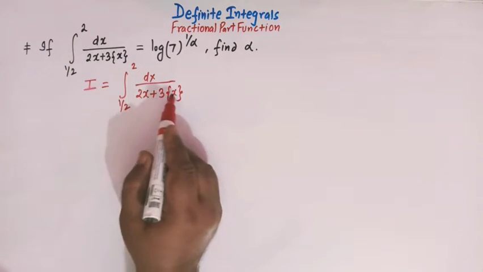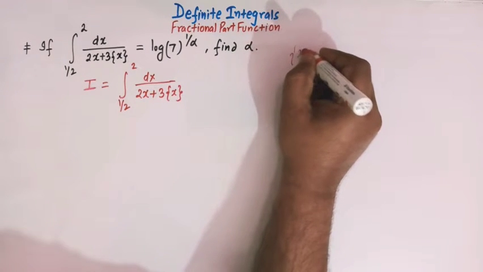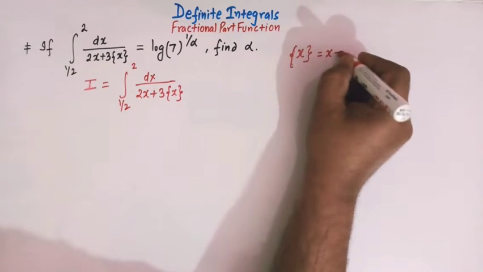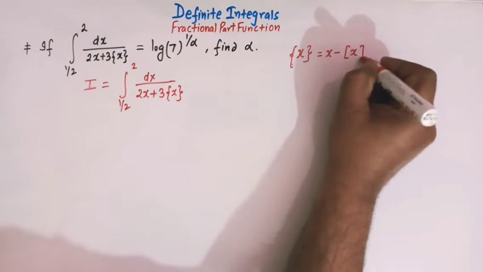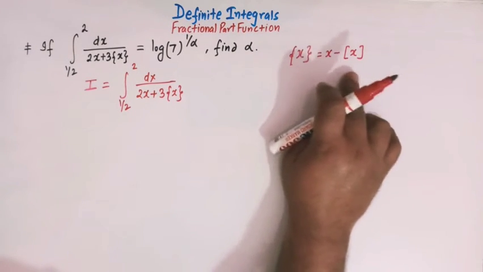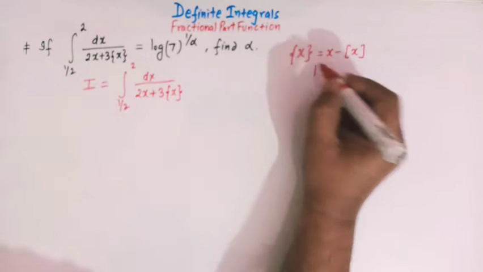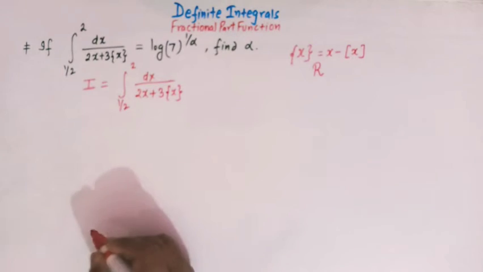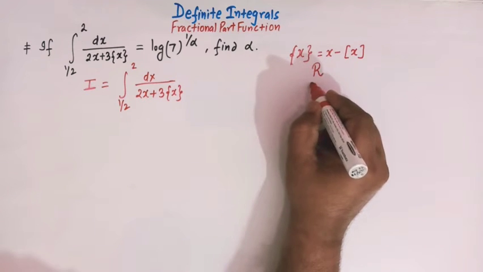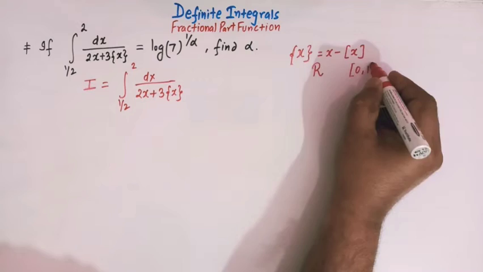So here the fractional part function is involved, and we know that the fractional part of x is defined as x minus the greatest integer of x, right? So this is the definition of the fractional part function, and we know that the domain of the fractional part function is the set of all real numbers, and the range is from 0 to 1.